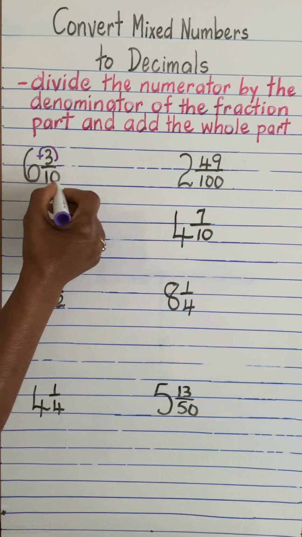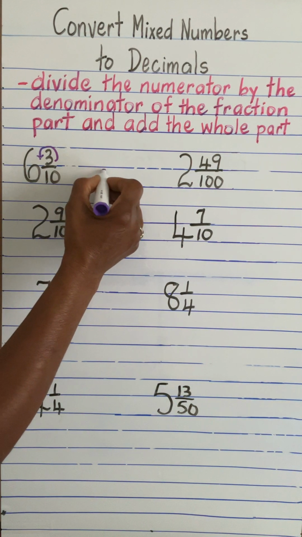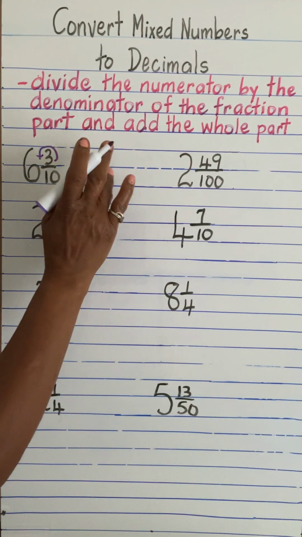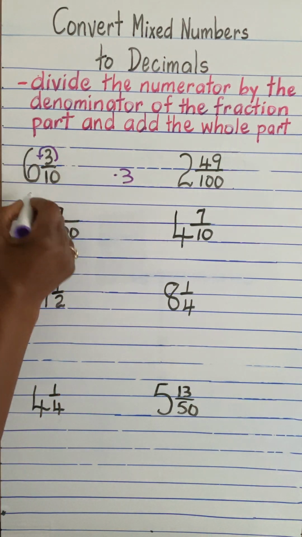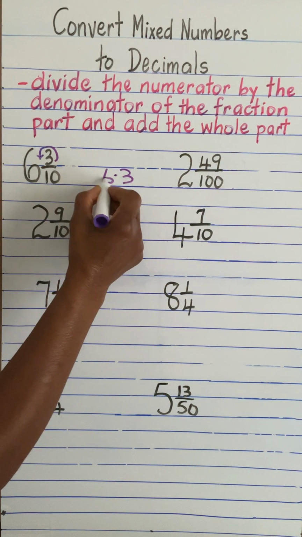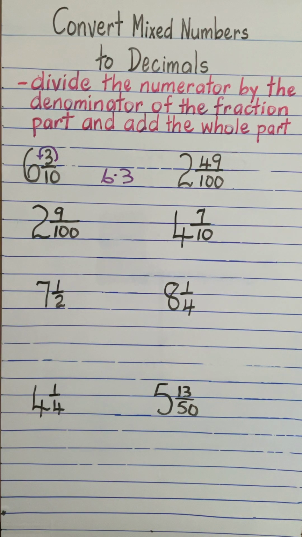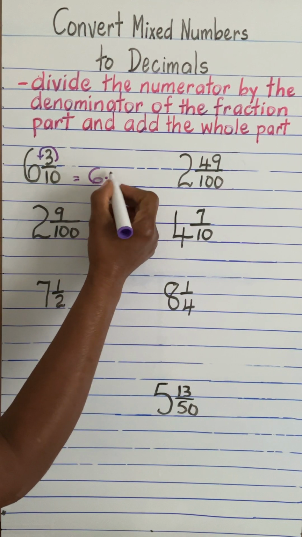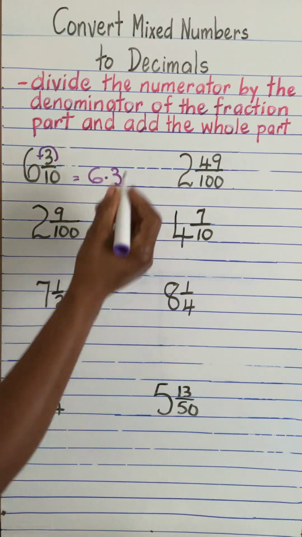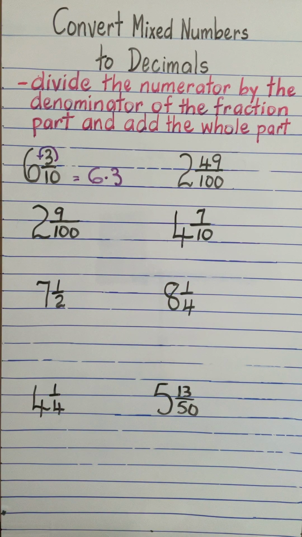So 3 over 10 is equal to 0.3, and then we're going to add our whole part. So it is 6.3. 6 and 3/10 is equal to 6.3. Next, 2 and 49 over 100.